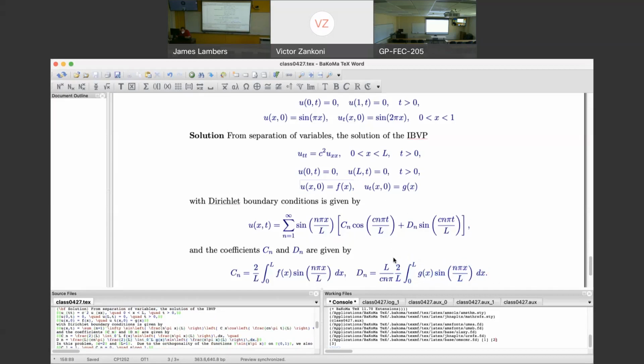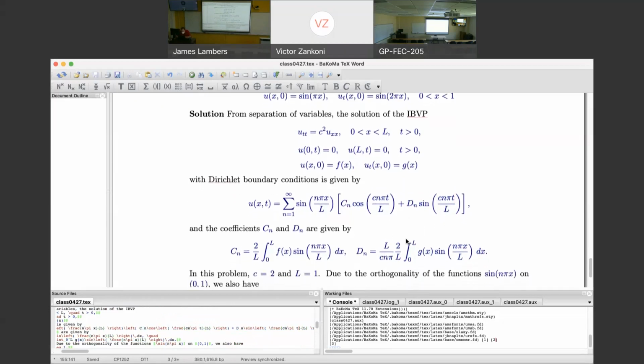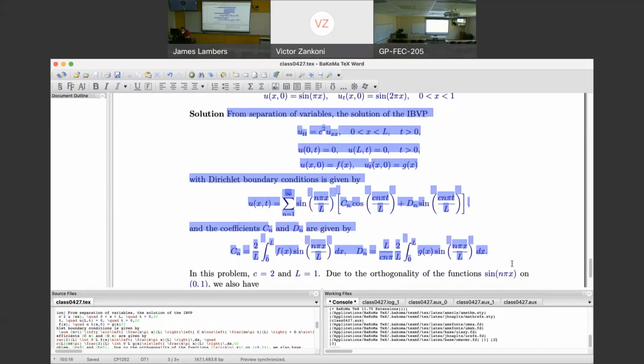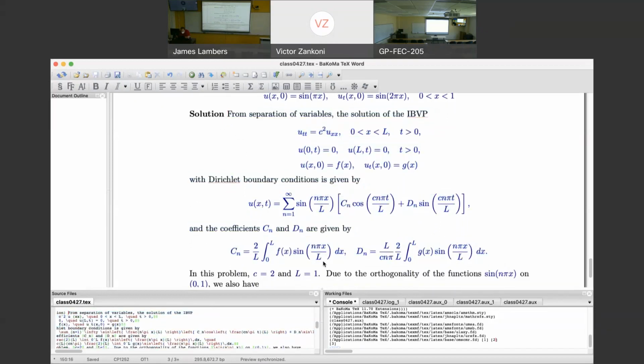Then you must multiply by this fraction, L over c n pi. The reason being that when you take a derivative of all this with respect to time, you get this factor that's 1 over this, so c n pi over L. So this has to compensate for that. All right, so all of this is for a general solution formula for a homogeneous wave equation.